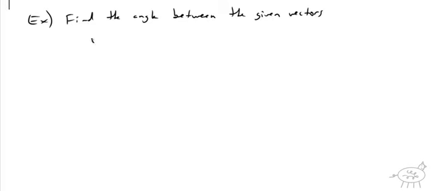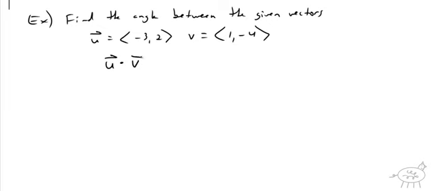And your vectors are U equals negative 3, 2 and V equals 1, negative 4. All right, so to find the angle we need to fill in everything else. First of all, we need U dot V, and that's easy. That's just going to be negative 3 times 1 plus 2 times negative 4. So it's negative 3 minus 8, which is negative 11.